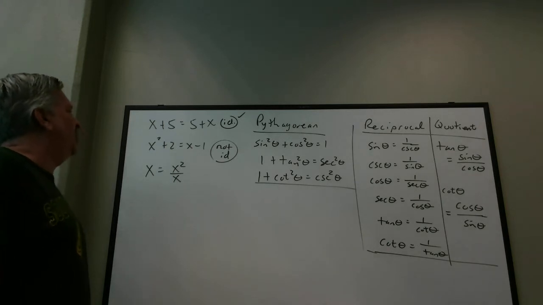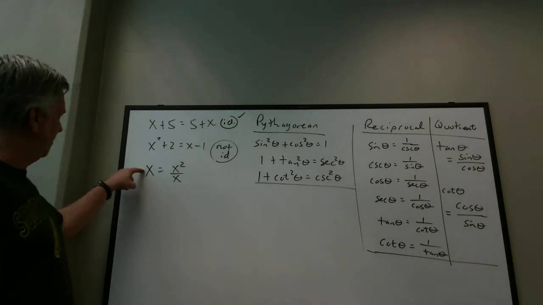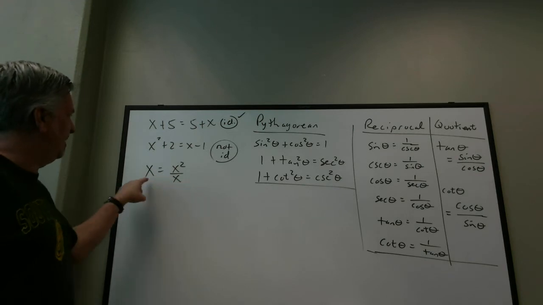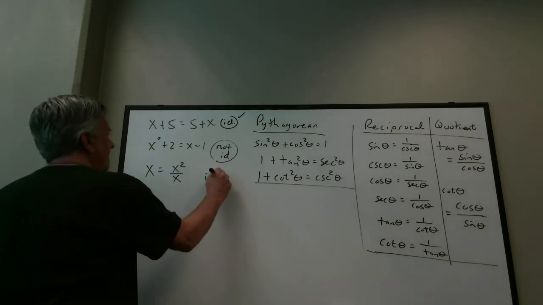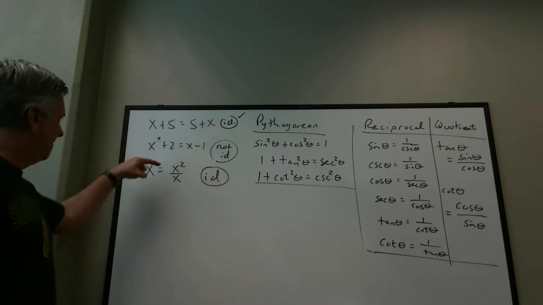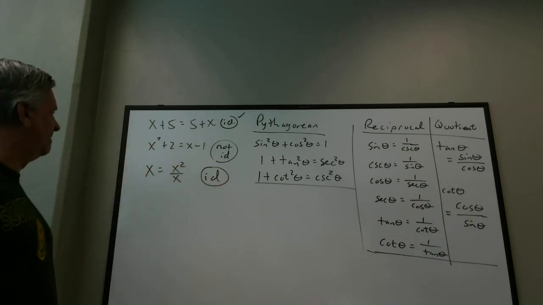For any number besides 0, if you plug it in here and here, will these two sides be the same? And the answer is yes. So this is an identity. 5 squared divided by 5 is 5.